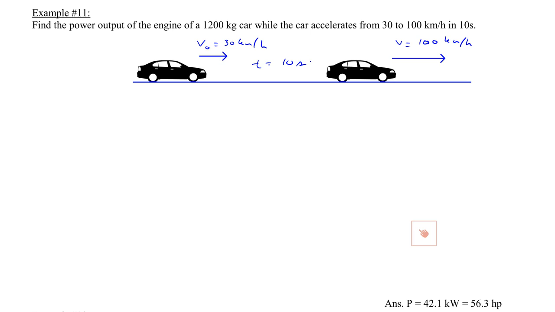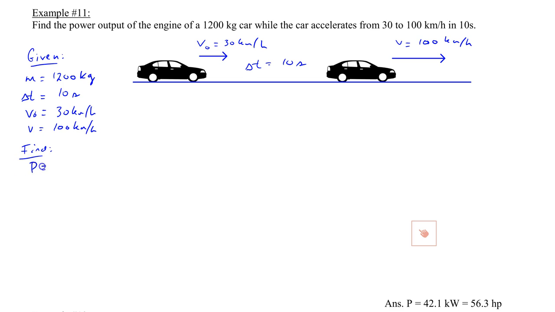Okay, we can write down our given over here as well. We have the mass, 1,200 kilograms. We also have the time indicated over here of 10 seconds, the initial speed, 30 kilometers per hour, plus the final speed. And we have to calculate the power.